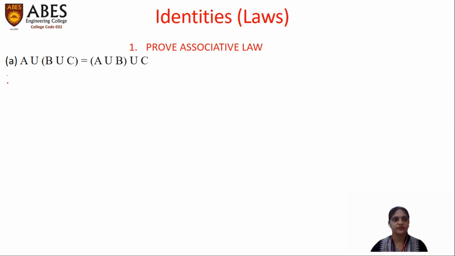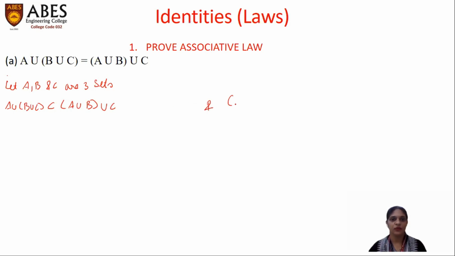So let's consider first, let A, B and C be three sets. Now according to the property of subsets, two sets are equal if and only if they both are subsets of each other. So we have to prove that A union (B union C) is a subset of (A union B) union C, and simultaneously we have to prove the right hand side equal to the left hand side, that is (A union B) union C is a subset of A union (B union C).